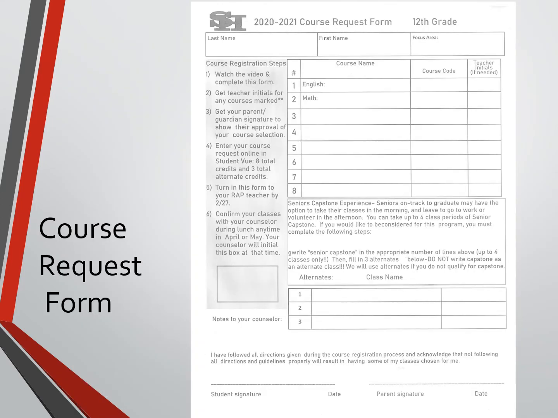This page is your course request form. You will use this to write in the classes you are requesting and then use it to request your courses online in Student View. Notice the section here that talks about Senior Capstone and Work-Based Learning. Senior Capstone is only available for students that are on track to graduate. If that is you and you would like to apply to be in the Senior Capstone program, you will need the signatures of your focus area teacher. But this does not guarantee that you qualify for the program, which is why you should fill out alternates.